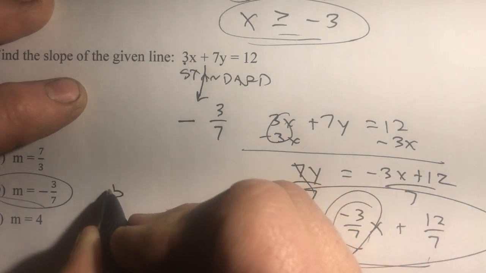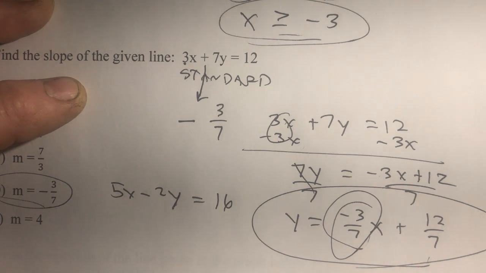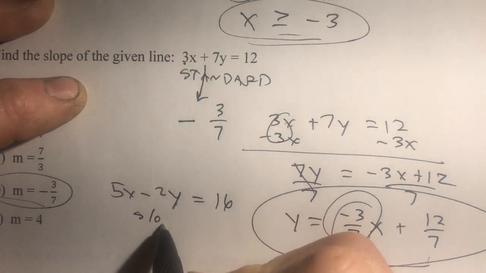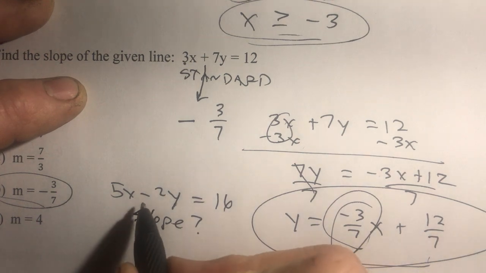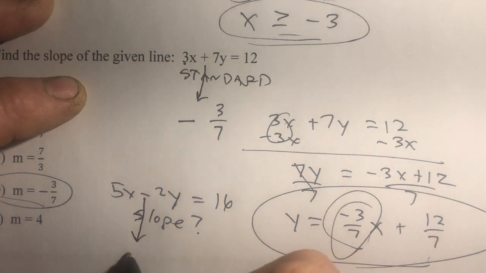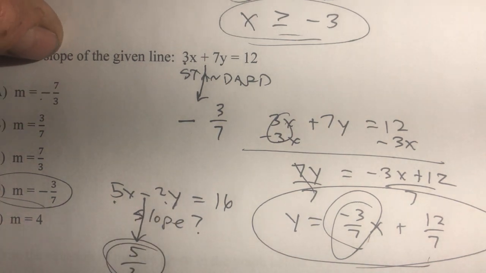Now, if I had one like this, suppose I had this one here. What's the slope here? All right, it's going to be positive. Since that's negative, it's going to be positive 5 over 2. 5 over 2. That's the slope. So that's a quick way to do that one.